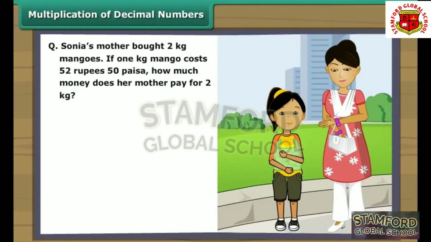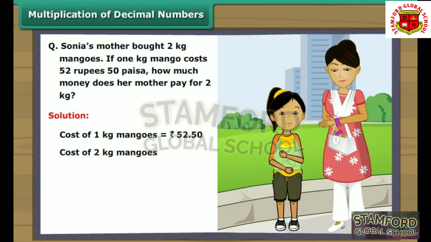We will practice a word problem based on the multiplication of decimal numbers. The cost of 1 kilogram mangoes is equal to 52 rupees 50 paisa. The cost of 2 kg mangoes is equal to 52.50 multiplied by 2 rupees.